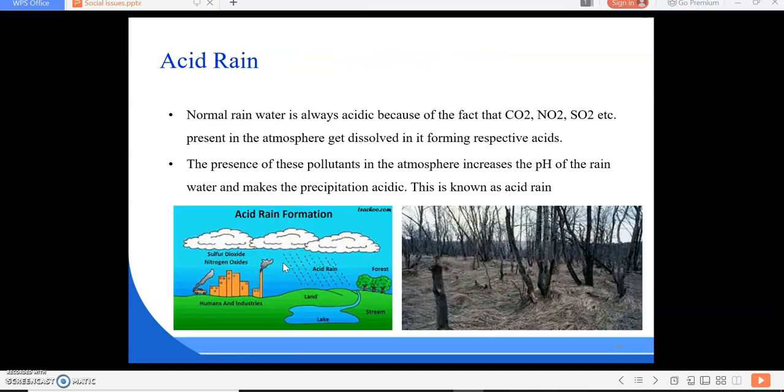Next is acid rain. What is acid rain? Normal rainwater is always slightly acidic because CO2 present in the atmosphere gets dissolved in it, forming carbonic acid, H2CO3. Because of the presence of SO2, sulfur dioxide, and NO2, nitrogen oxide gases as pollutants in the atmosphere, the pH of the rainwater is further lowered. This is known as acid rain.